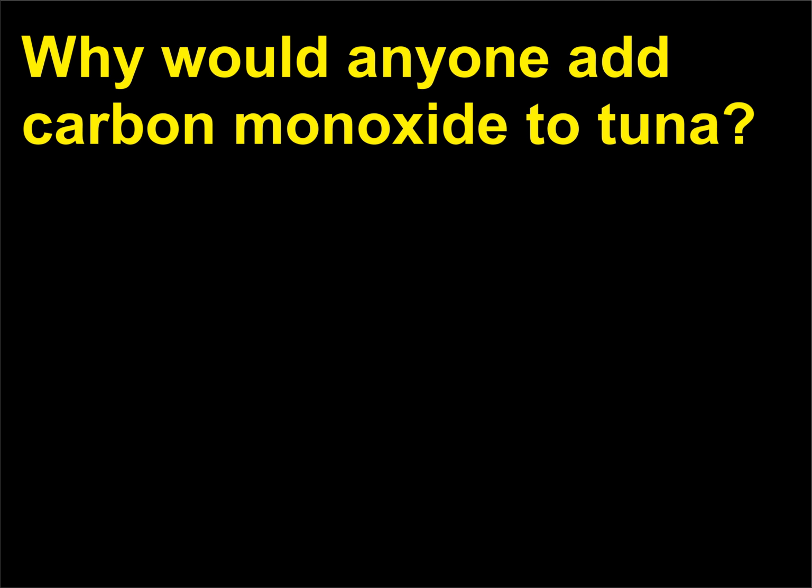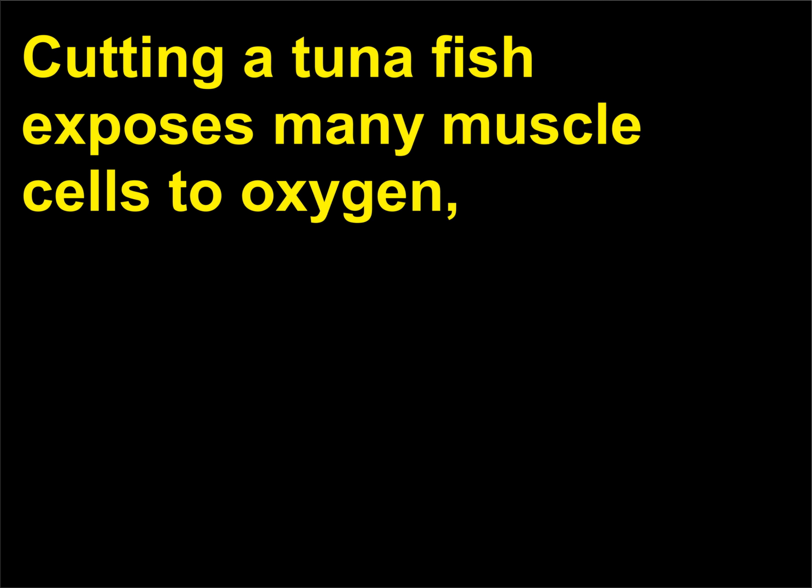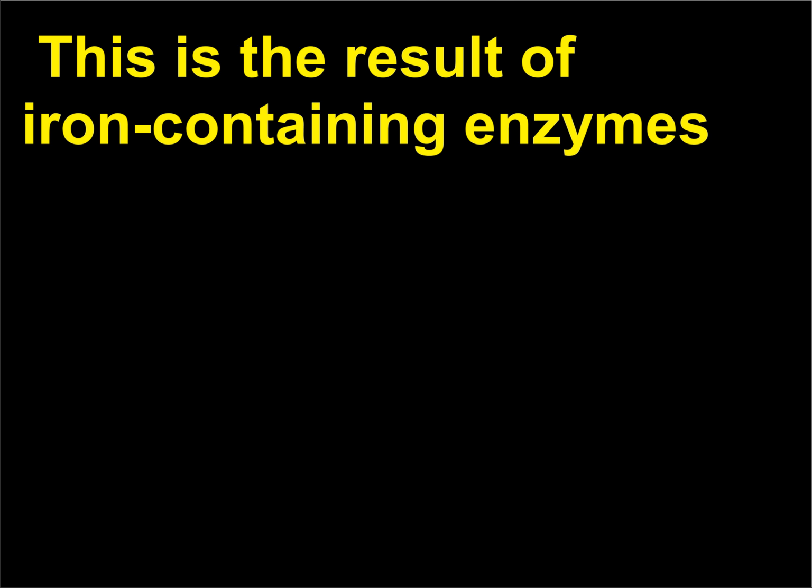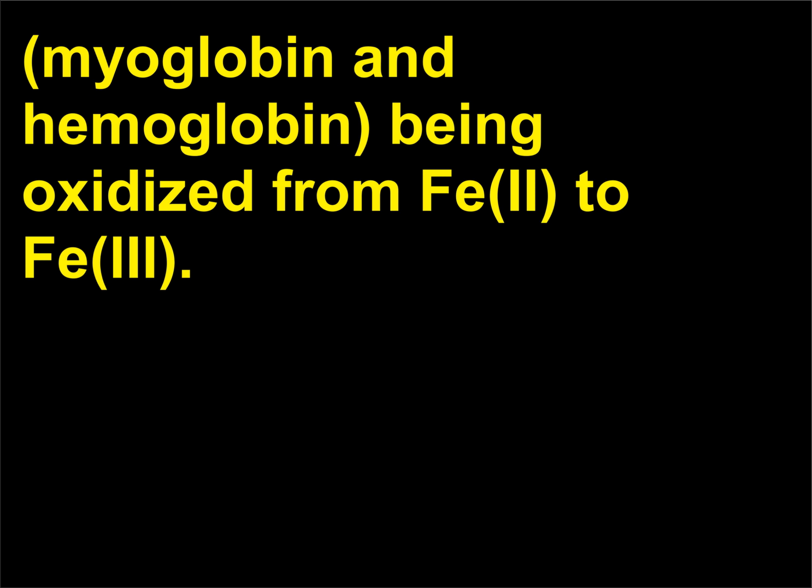Why would anyone add carbon monoxide to tuna? Cutting a tuna fish exposes many muscle cells to oxygen, which slowly changes the bright red color of fresh tuna steaks to a darker brown. This is the result of iron-containing enzymes, myoglobin and hemoglobin, being oxidized from Fe2+ to Fe3+.